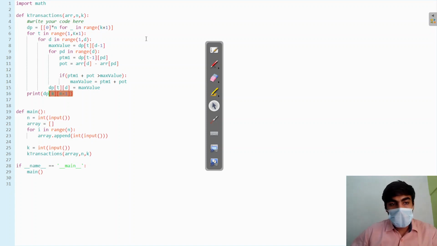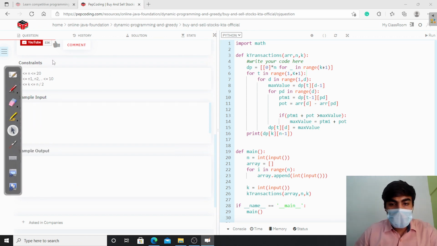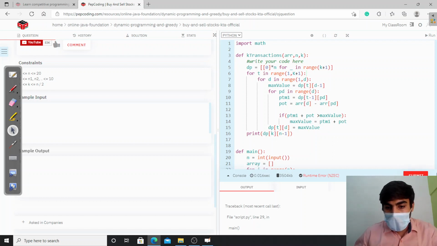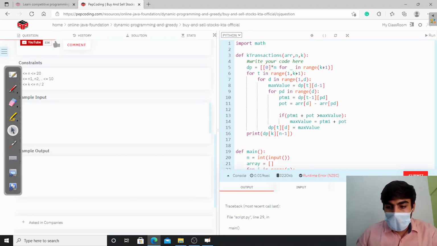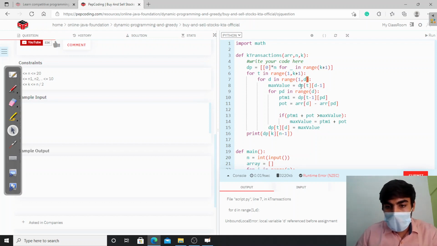Okay, so let's try to compile it, checking whether there is any error or whether it compiles successfully. There is an error at line 29. Let's see what the error is. T in range of 1 and k plus 1, so I am writing k capital here. Before that, there is another error: 1 and d, here it is n. Sorry for that.